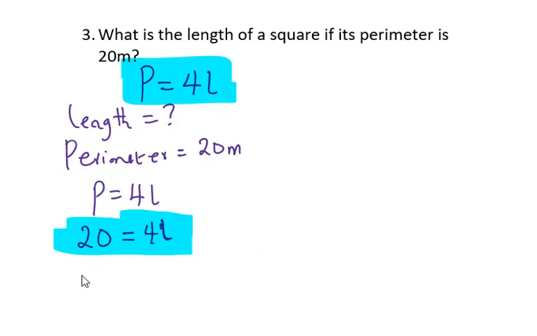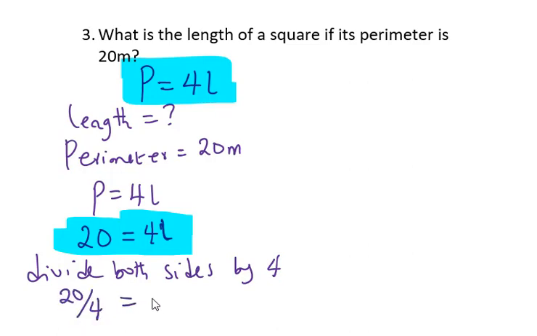What do you do when you have such a setting? You divide both sides by the coefficient, which is 4 here. So we are dividing both sides by 4. It simply means 20 divided by 4 is equal to 4L divided by 4. Let's continue from this point. The 4's will cancel out, and we are left with L on the right hand side, and 20 divided by 4 is 5, so we are left with 5 here.